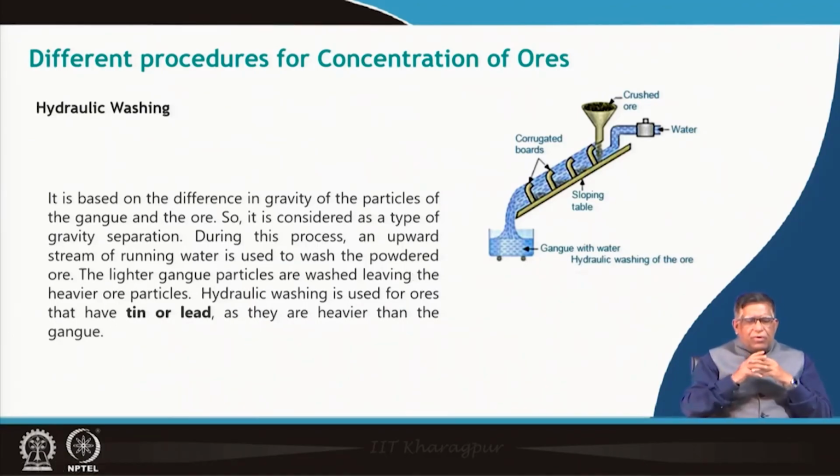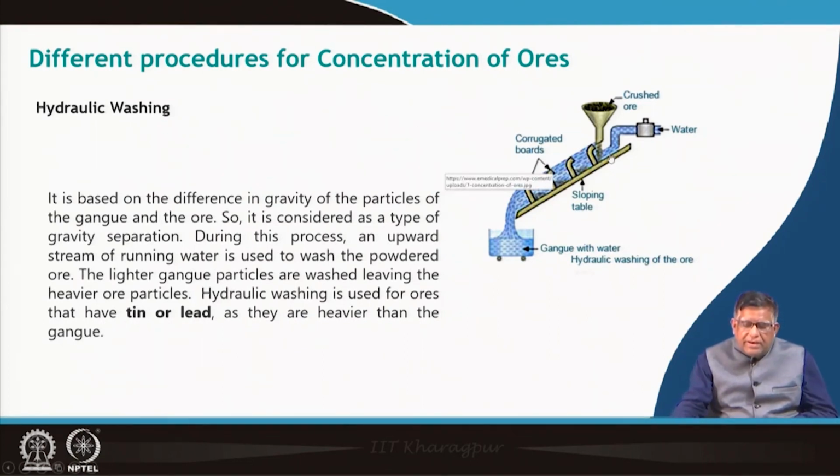Now, the next thing is hydraulic washing. The principle is the same, gravity separation. When the water and the mixture come over, the crushed ore is placed on this table, the heavier material goes down and is arrested by these corrugated boards, and the lighter particles go and collect over here. So, this is hydraulic washing; you are just washing the material and getting the valuable part collected over here.